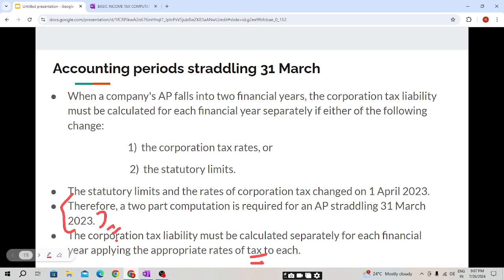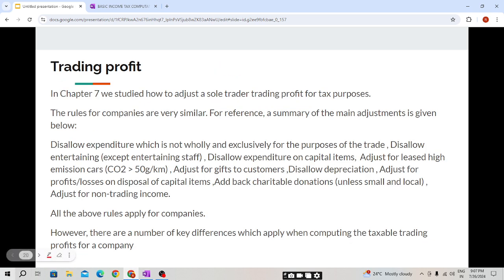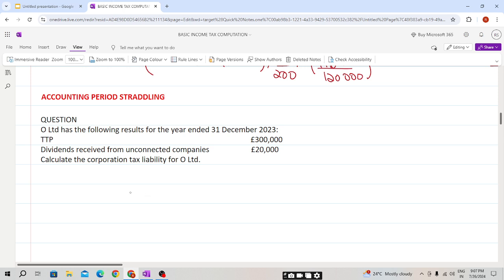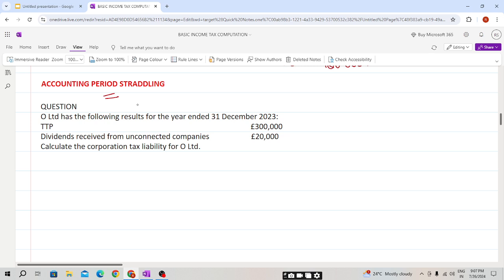So students, now we will be solving a question so that we have better understanding. Accounting period straddling means an accounting period is falling into two financial years. O Limited has the following results for the year ended 31st December 2023. They have not mentioned anything of a short accounting period, students. Here nothing is mentioned, so it is for the whole 12 months.